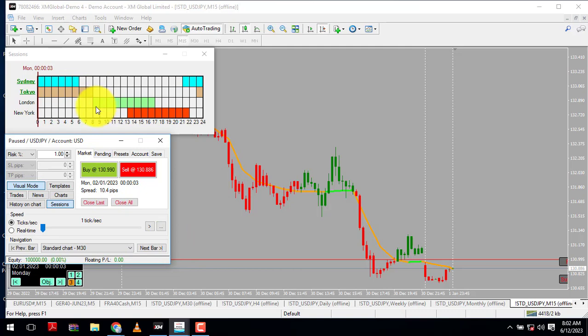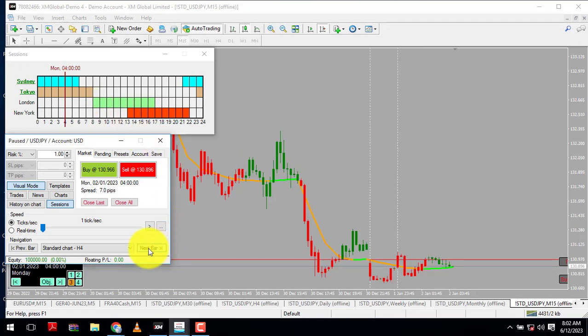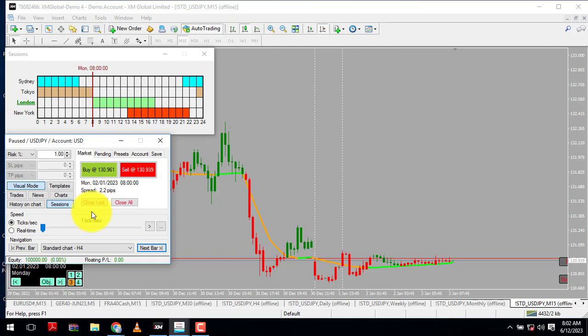I'm going to be trading from the beginning of London to end of London, and let's see. I will first move with the H4 for me to move along these hours to my beginning time frame. So we've jumped 4 hours. Now I'm going to be trading with the 15 minutes. This is the 15 minutes chart.